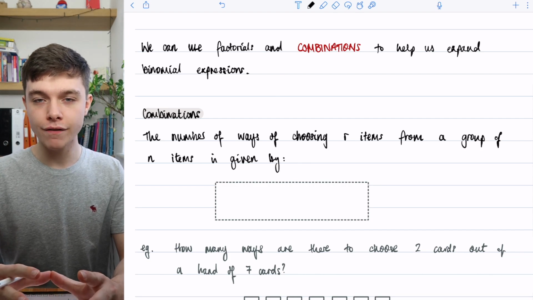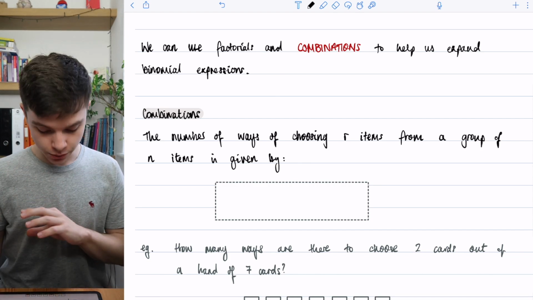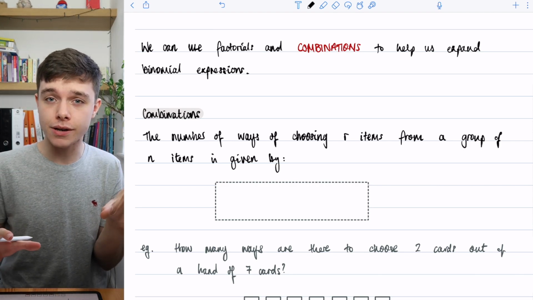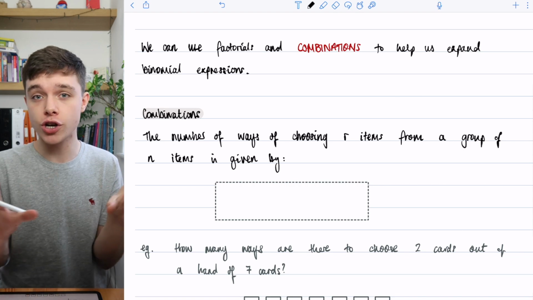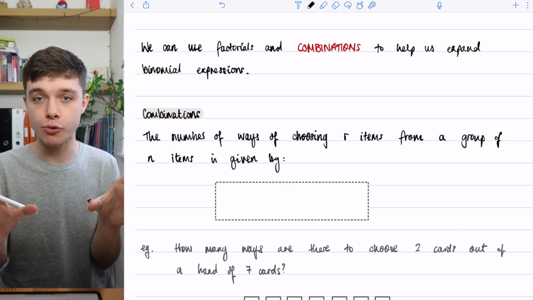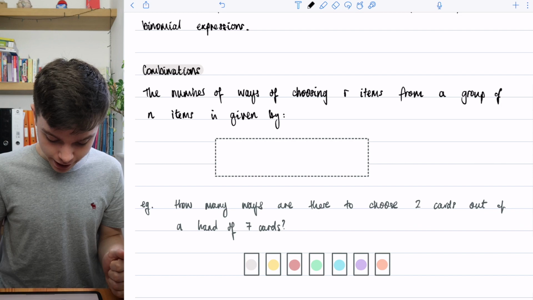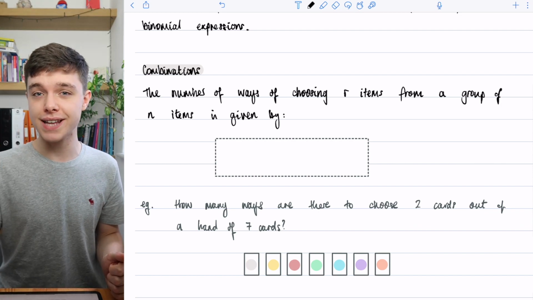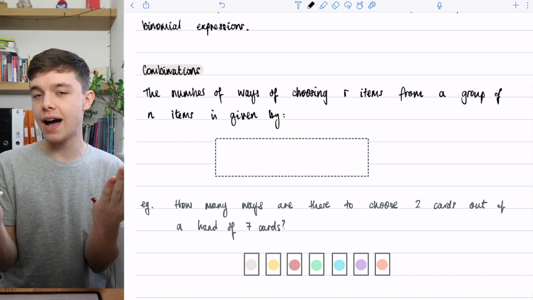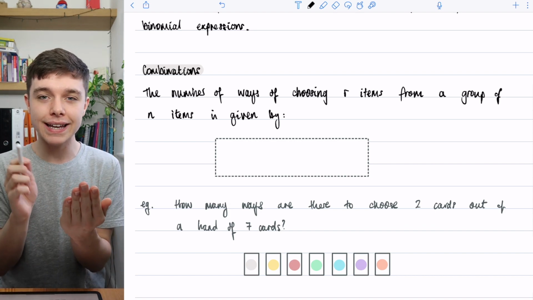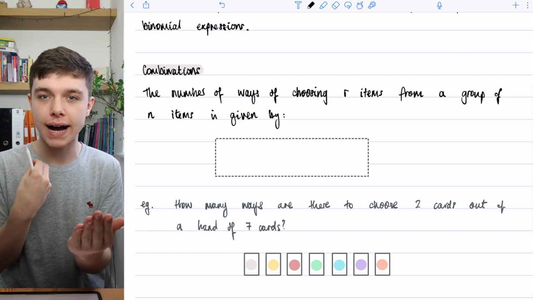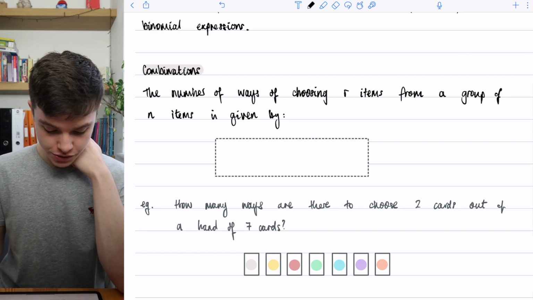Combinations is a way of simply working out, and it says here, the number of ways of choosing a certain number of items from a group with a certain number of items in the group, okay? So for example here, it says how many ways are there to choose 2 cards out of a hand of 7. If I have 7 cards in my hand, how can I easily just choose 2 of them? And how many ways can I do that? Okay, so that's how we can use combinations.